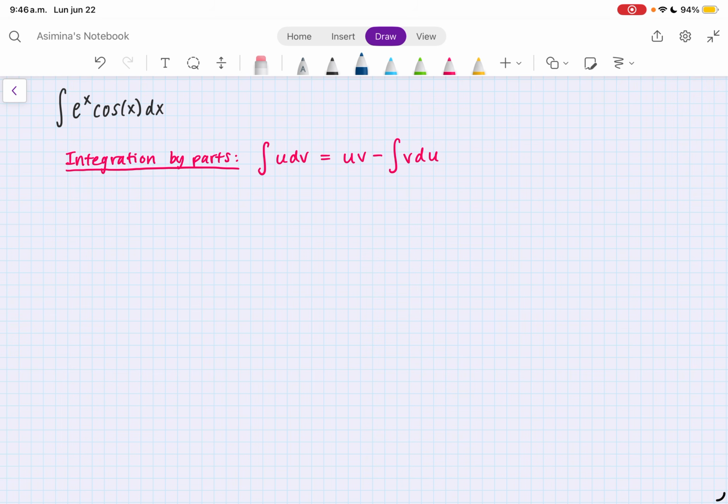So I'm going to let u be cosine of x, and then du is going to be the derivative of cosine of x, which is negative sine of x dx. Now if u is cosine of x, then that means e to the x dx needs to be my dv. Great. Now if dv is e to the x dx, then what is v? It's going to be the antiderivative of this, which is e to the x.